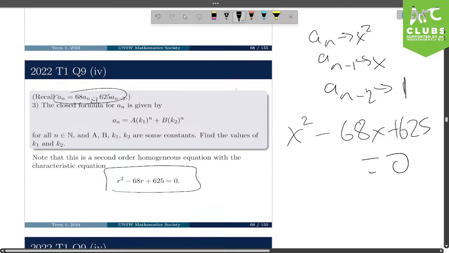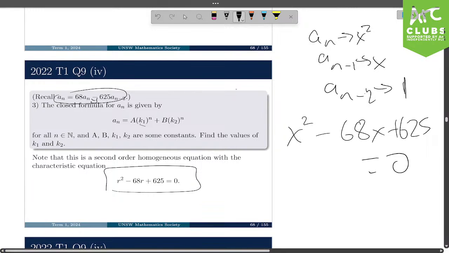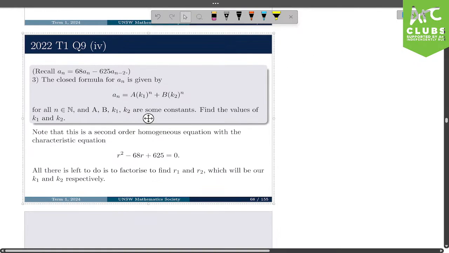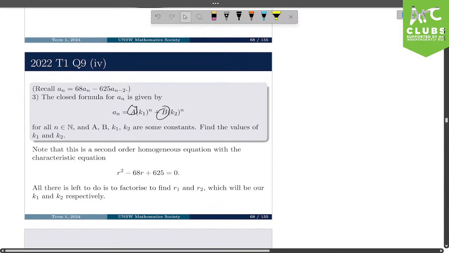Now you find the roots of this. You find the roots of this characteristic polynomial, and that'll be your K1 and K2. And after you get K1 and K2, you can then find A and B by using the initial conditions from earlier. So you substitute with the initial conditions to find A and B, and you have the full solution. That's just more algebra. I won't go into it. Hopefully that's clear. Cool. Any questions?